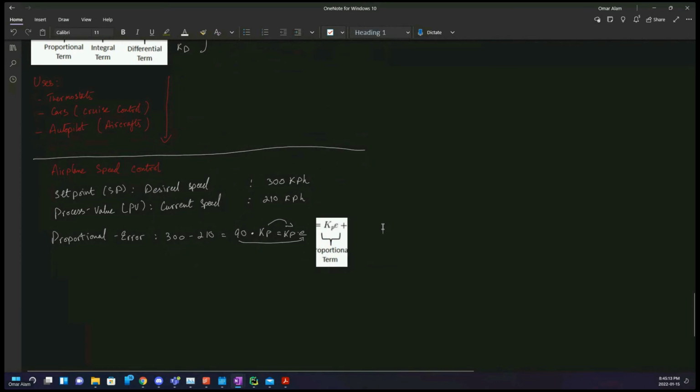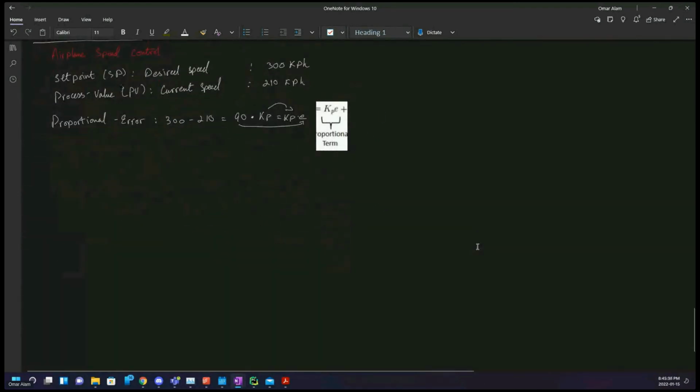So what we could do is you could say, hey, there's an error of 90. So let's just push our throttle, or a more analogous example is in your car, you would floor the pedal to 90% of its maximum value. So let's try to graph out what happens when you apply 90% throttle to an aircraft. Let's just try to graph that out real quick.